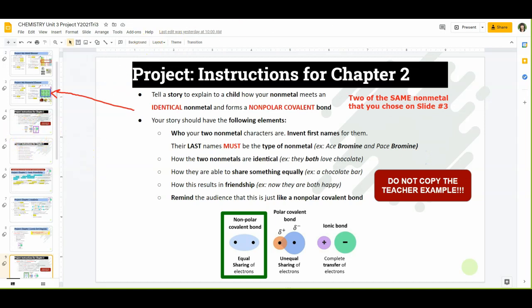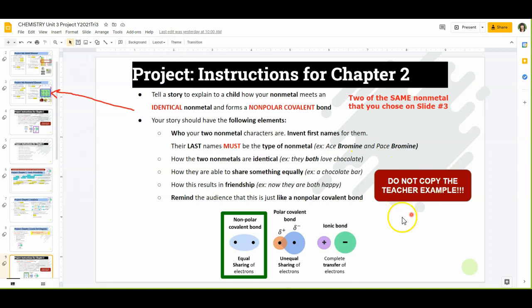Here are the elements that your story should have: who your 2 nonmetal characters are. Again, they're identical. So invent first names for them, and then their last names must be the type of nonmetal. For my example, I have Ace Bromine and Pace Bromine. They're both bromines. They just have different first names.